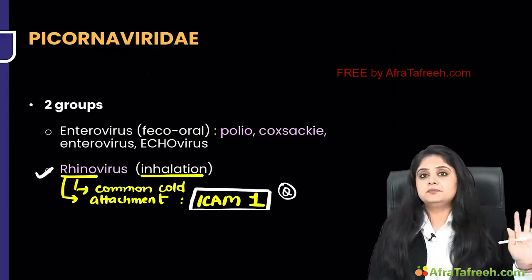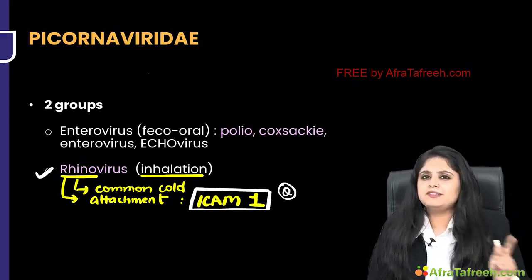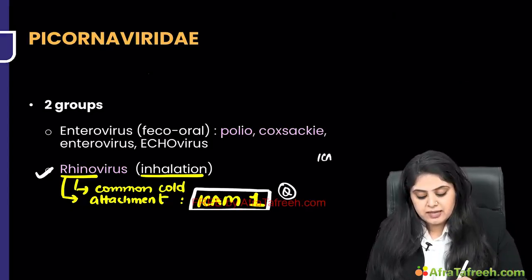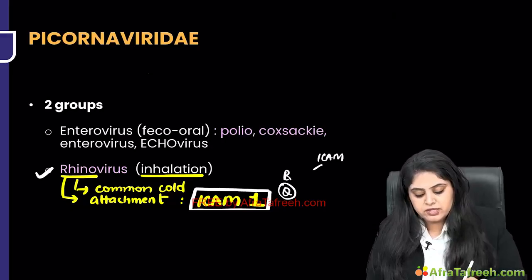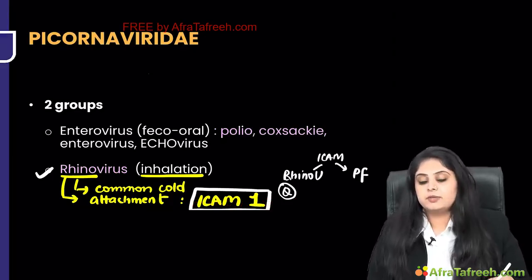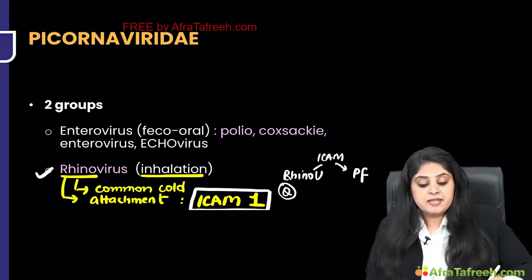Rhinovirus done, finished. Do you remember any parasite that attaches to ICAM1? So ICAM1, if a virus is asked, then which virus is going to attach to it? Rhinovirus will attach to it. If a parasite is asked, Plasmodium falciparum attaches to it. So rhinovirus story is done.